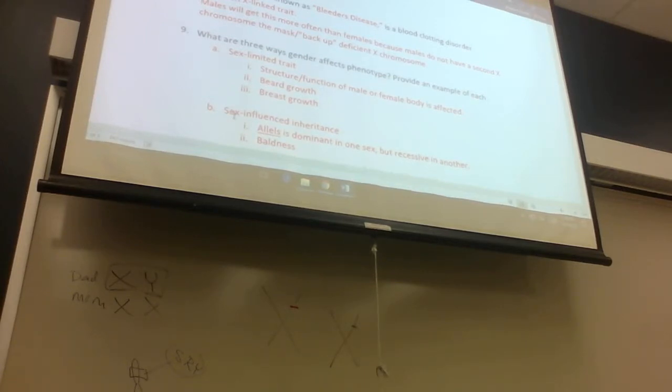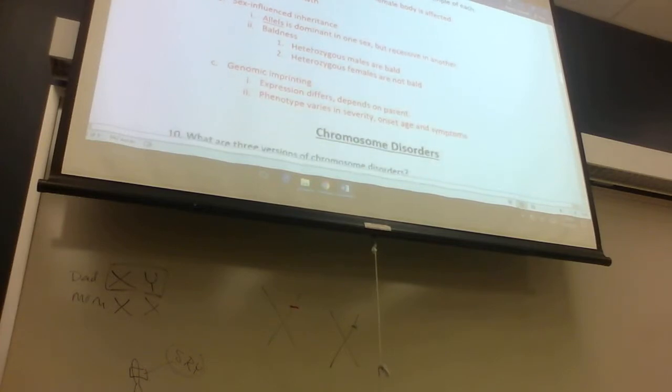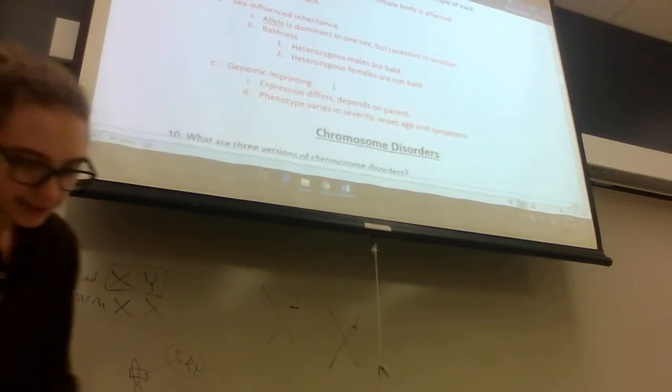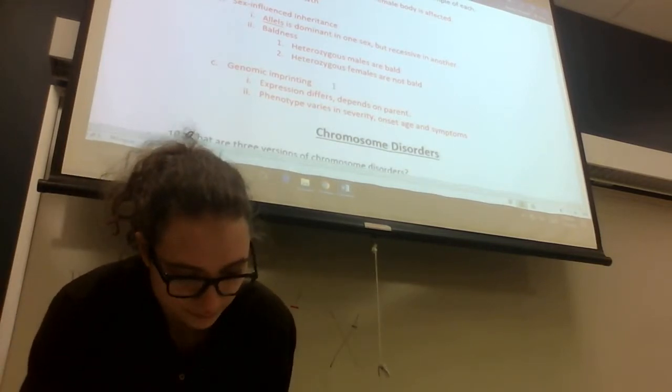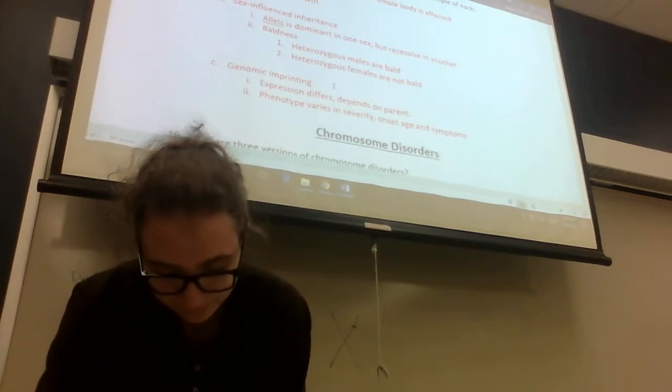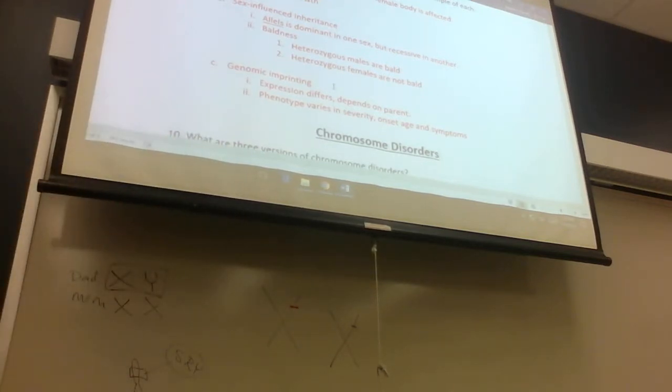Three different ways gender affects phenotype. I just asked for an example. Let's see. So there's a sex-limited trait. An example is the structure and function of male or female is affected. So this could be either beard growth or breast growth. Depending on your sex, that'll determine if you have a beard or if you have breasts. Thankfully, it's limited to the sex. It's limited to what you are.